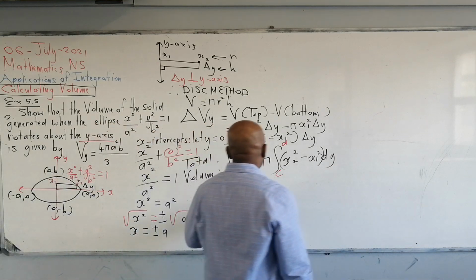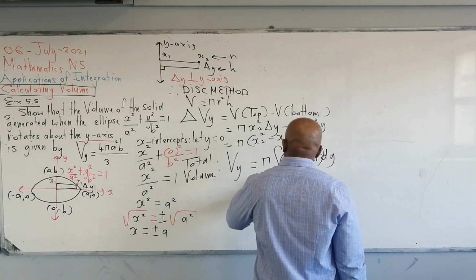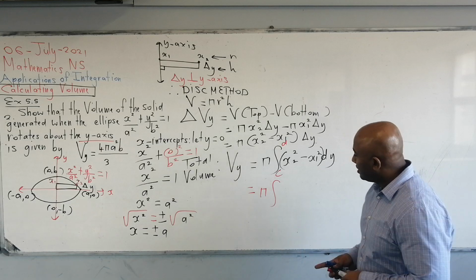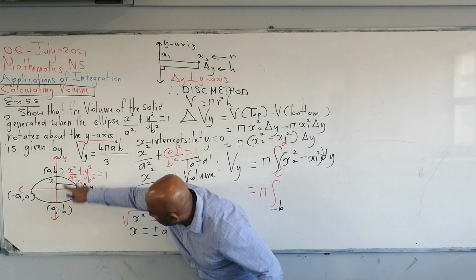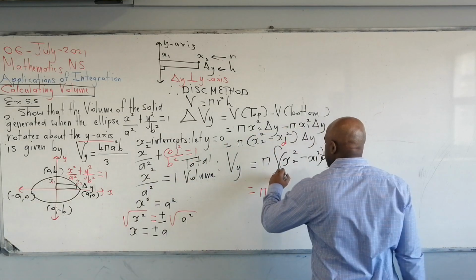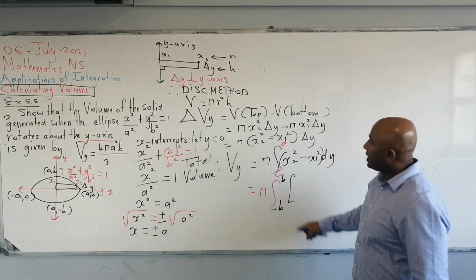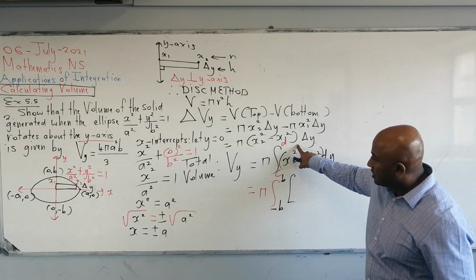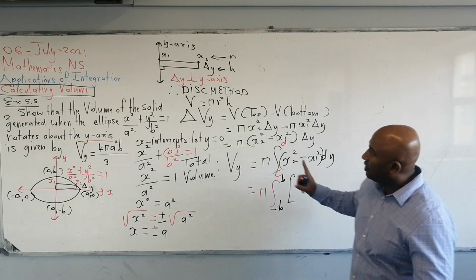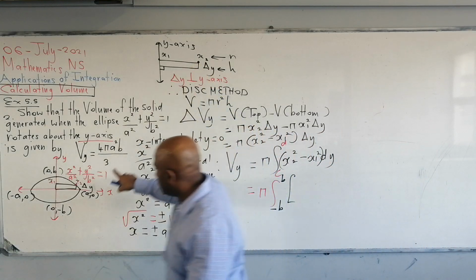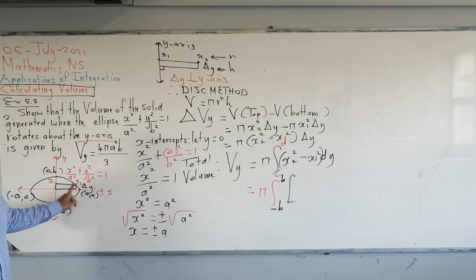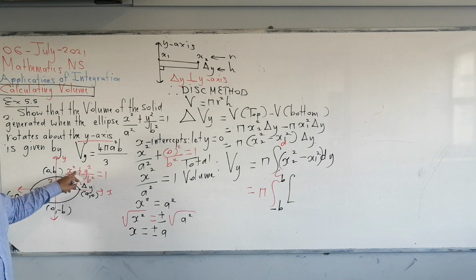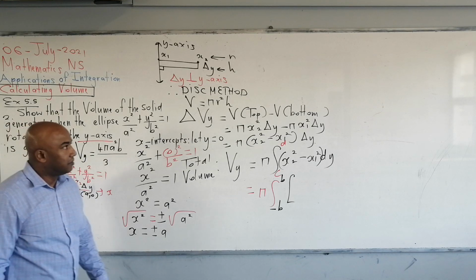Now, let's substitute. What's your d and c? So c is minus b. That's the bottom there. And going to the top is b. What is x2 squared? Let's go to our diagram. There's x2 here, there's x2 here. What is x2? It is touching the curve. So we need to make x the subject of the formula here.